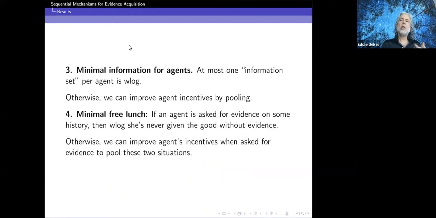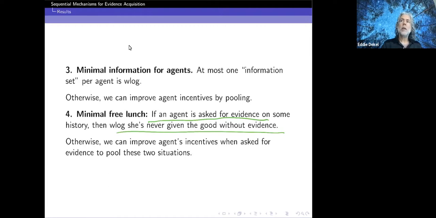There's another aspect of pooling, which is we could imagine the agent having a degenerate information set where we don't ask for evidence and just give them the good. That's also silly because we might as well pool that case, where we're sometimes giving them the good, with whatever occasions we're asking them for evidence. So if we ask for evidence sometimes, then we're never going to give them the good without asking for evidence.